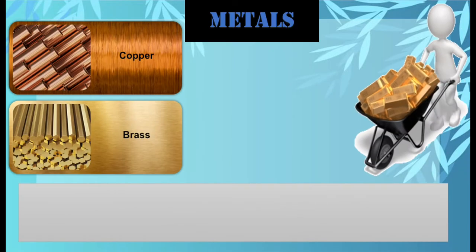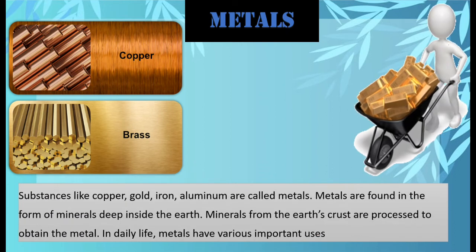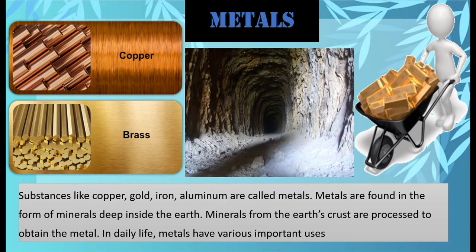metals. We have learned about copper, brass, gold, silver. These all come under metals. So substances like copper, gold, iron, aluminium are called metals. Metals are found in the form of minerals deep inside the earth. So minerals from the earth's crust are processed to obtain the metals. In daily life, metals have various importance and uses. We'll be learning about that later on.